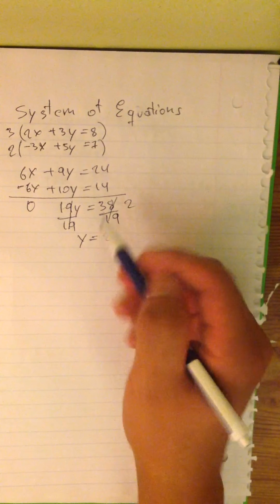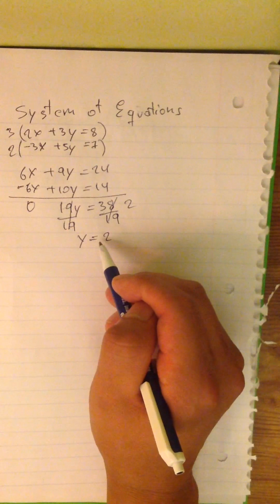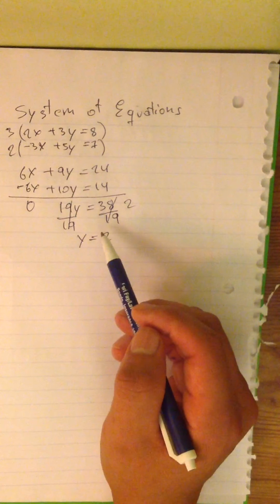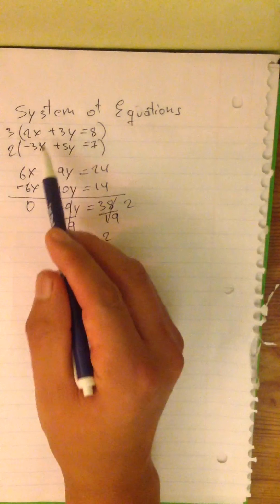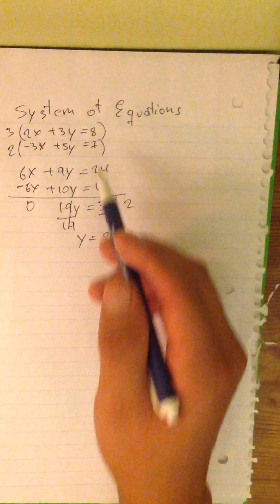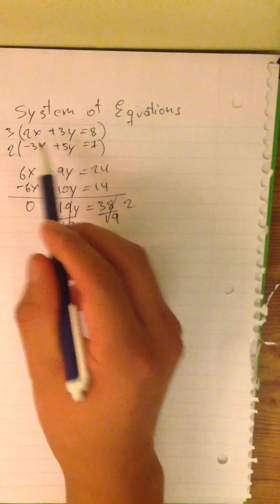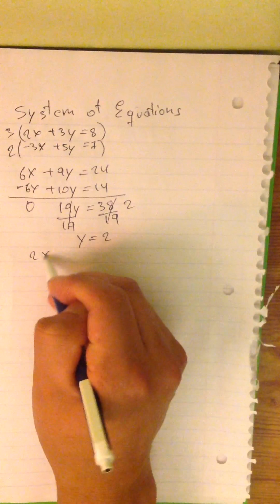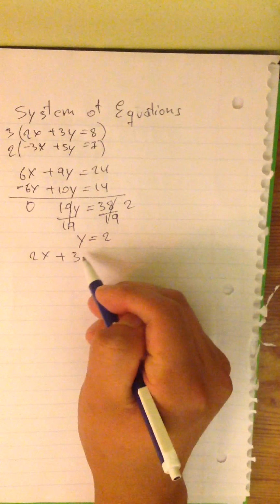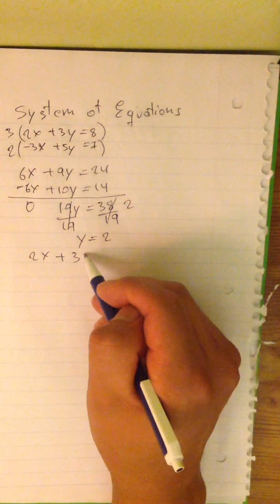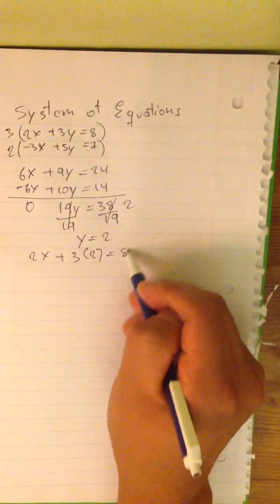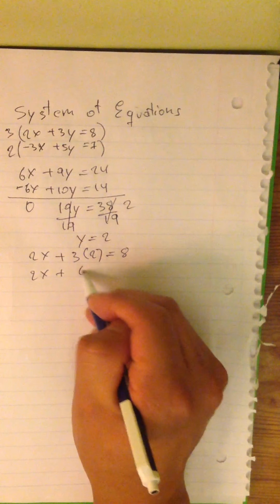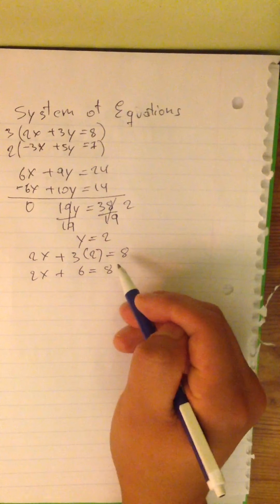Now that we found the value of y, we can solve for x, and we can pick any equation to solve for x. I'm going to pick the equation on top because it's easier to do substitution and it has all positive signs. So let's do that. 2x plus 3 times y, and y is 2, right? So I'm just going to replace that. The right side is still 8. So solving for x, now 3 times 2 is 6, and equals 8.